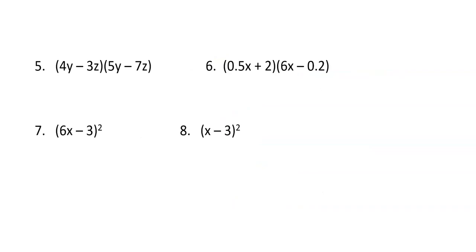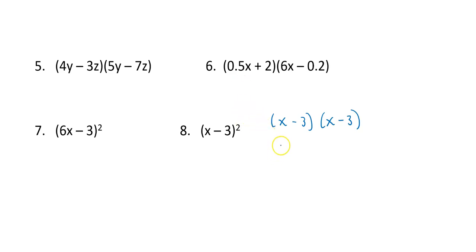Let's take a look at 7 and 8. In fact, let's do 8 before 7. x minus 3 squared means x minus 3 times x minus 3, right? Remember, something squared is the term times itself. So x minus 3 squared is x minus 3 times x minus 3.